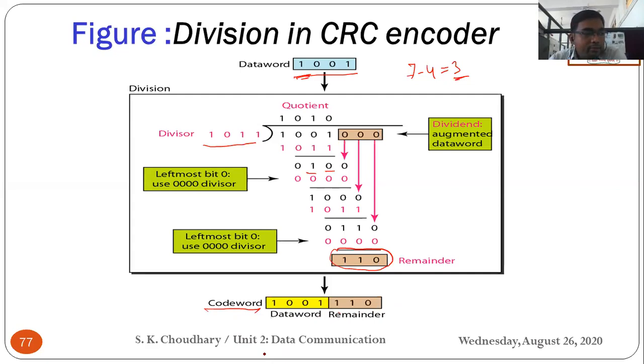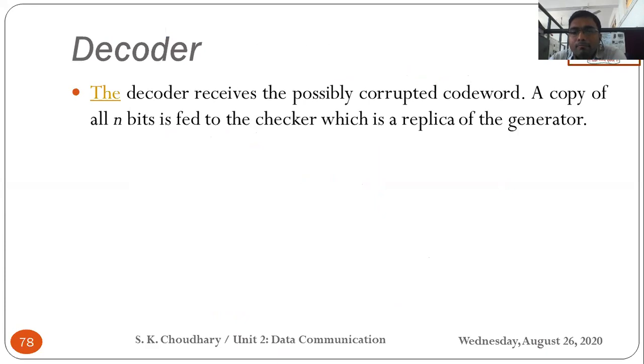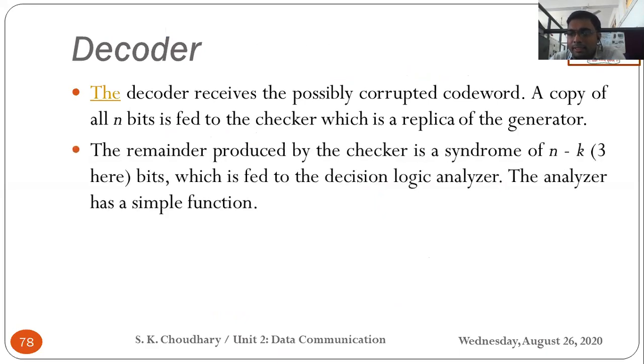Now come to the other end, on the decoder side. How to perform the decoding? If you see the decoding, the decoder receives the possibly corrupted code word because of the addition of noise. A copy of n bits is fed to the checker. There is one checker in this particular decoder end. Whatever n bits we have received may be slightly different from the actually transmitted 7-bit code word because of the addition of noise.